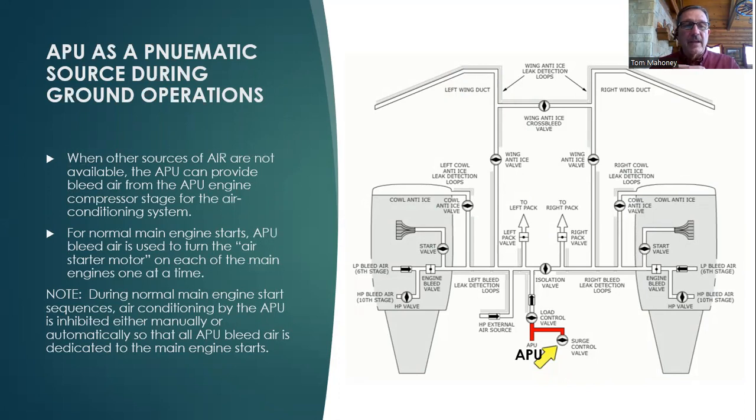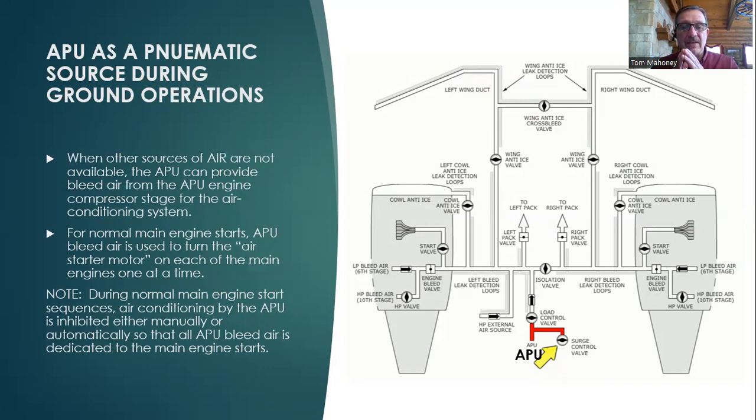As a pneumatic source during ground operations, APU is a pneumatic source. So when other sources of air are not available, the APU can provide bleed air from the APU engine compressor stage for the air conditioning system. So just like the main engines, the APU is a jet engine. It has a compressor built into it, and that compressor is where we siphon off bleed air so that we can use it in the pneumatic system on the aircraft.